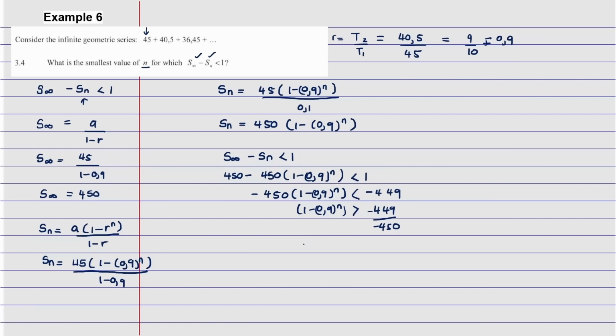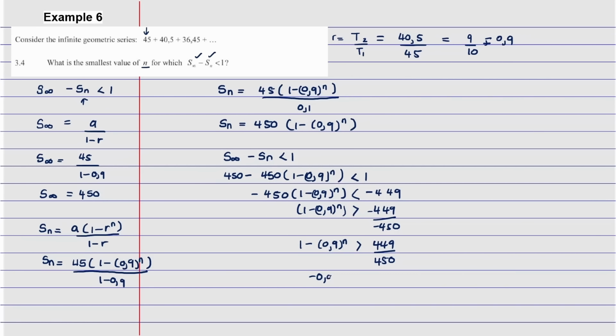So this is the same as 1 minus 0,9 to the power n is greater than 449 divided by 450. And now we're going to take the 1 to the other side. So this is going to be negative what?